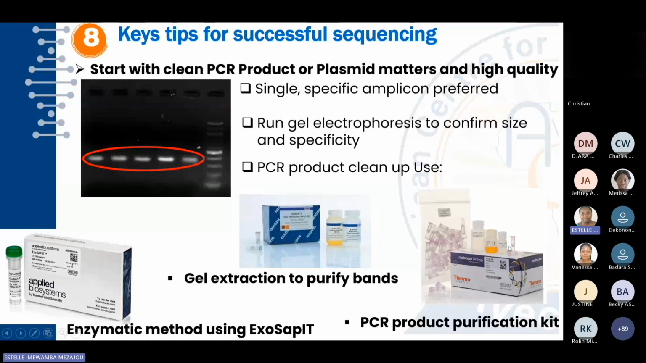You have one gel illustrated. In case you have several bands and you really want to sequence a specific band of interest, it's required that you perform a gel extraction, and you can do that using either the kit from Qiagen.